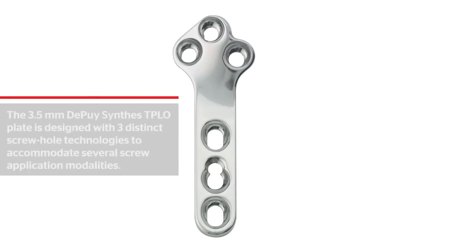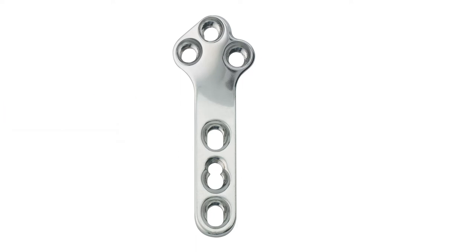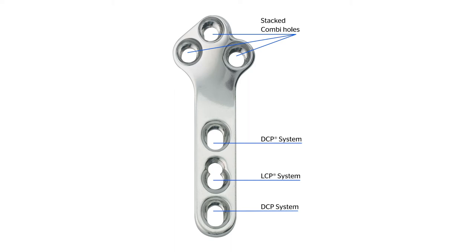The 3.5mm DePuy Synthes TPLO plate is designed with three distinct screw hole technologies to accommodate several screw application modalities. Along its shaft are two dynamic compression plate (DCP) holes separated by one central locking compression plate (LCP) combi hole. In its head are three stacked combi holes. The DCP holes accept only cortex screws. All combi holes accept either cortex or locking screws.